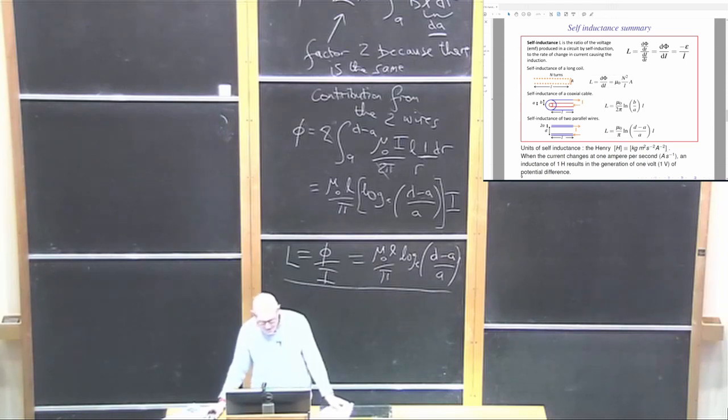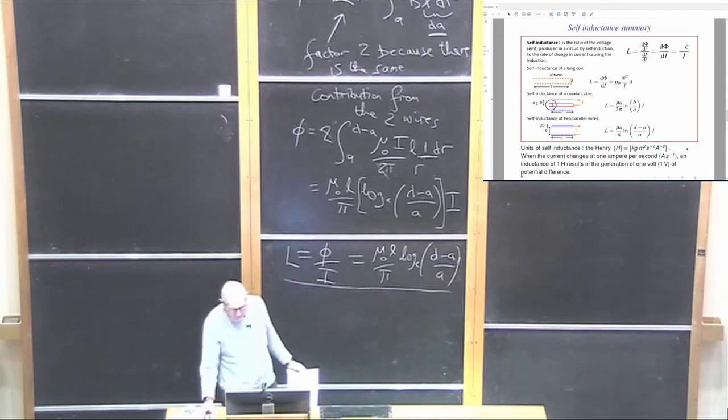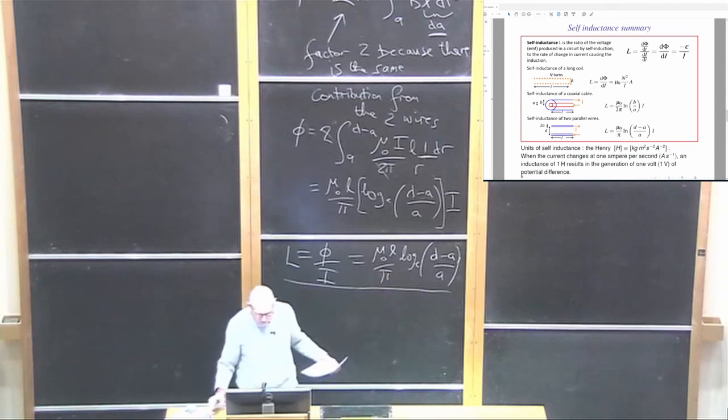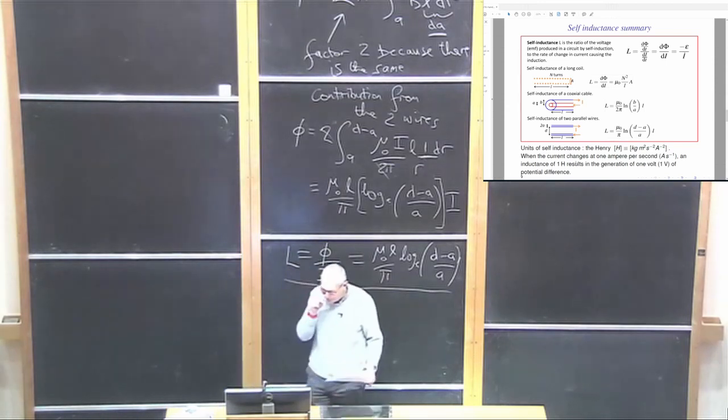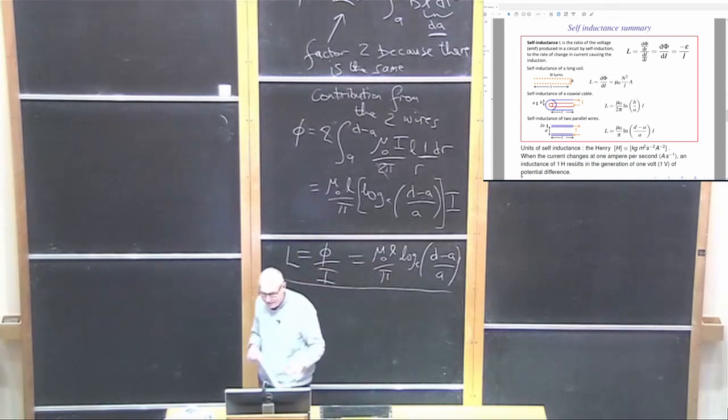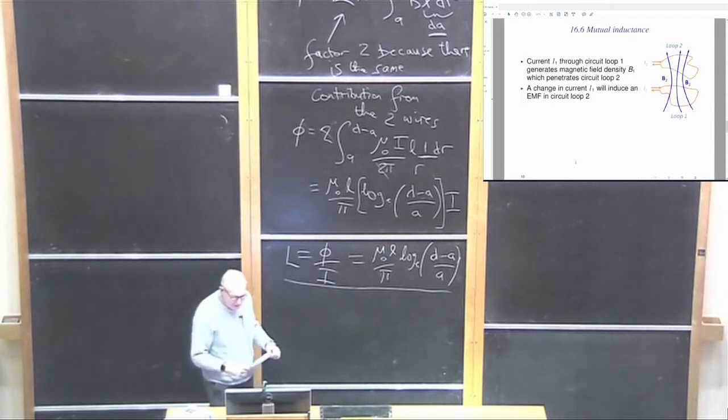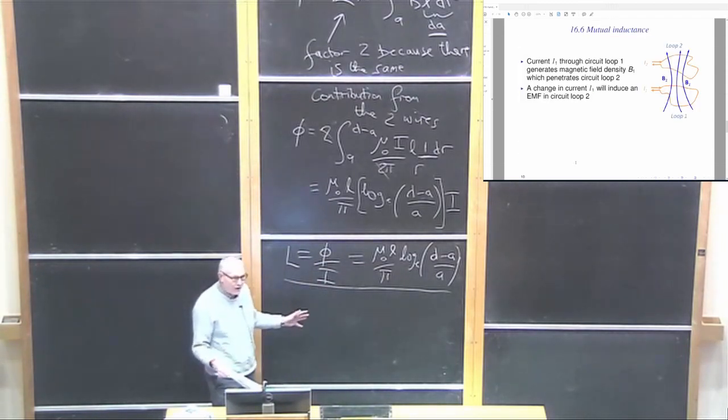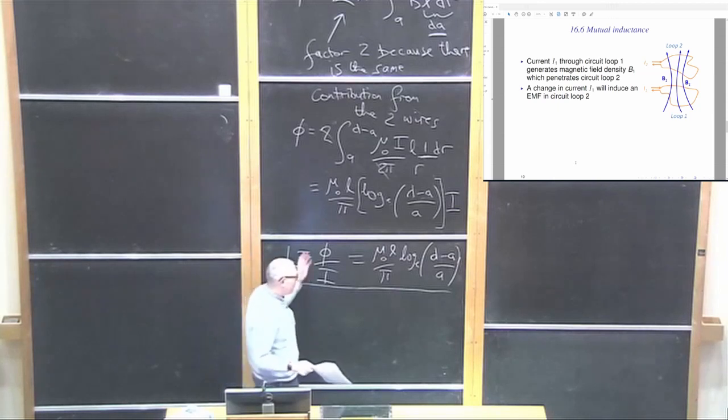So it's the Henry, and when a current changes at 1 ampere per second, an inductance of 1 Henry results in the generation of 1 volt of potential difference. That's the definition. Right, that's self-inductance, finished self-inductance.